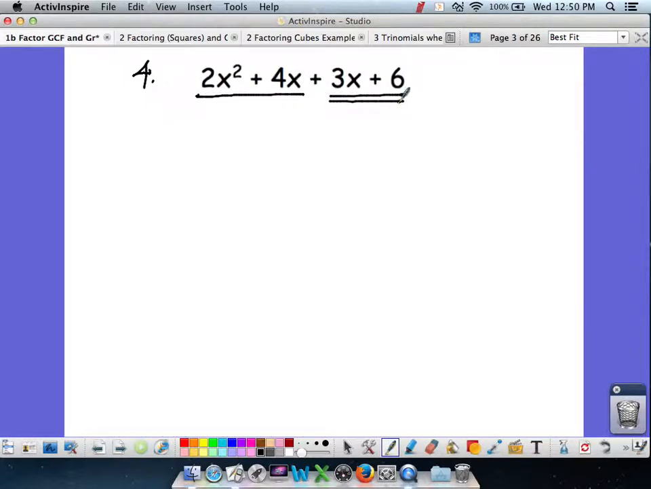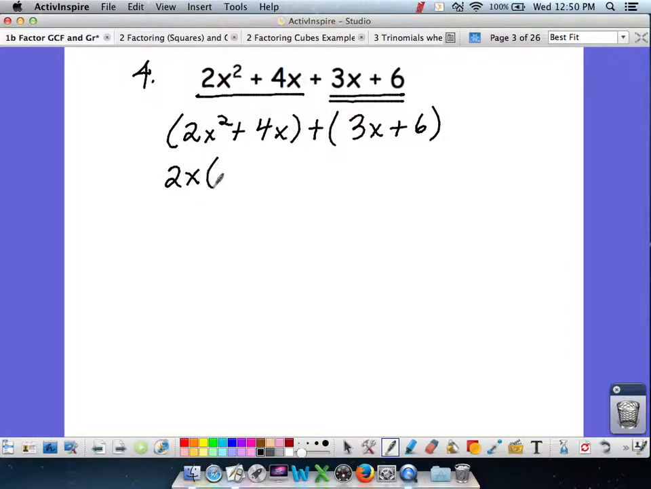So I'm going to group the first two terms, 2x squared plus 4x, and I always say plus, plus, plus in the middle. Then I'm going to group the last two terms, 3x plus 6. I'm going to factor out what each have in common. I chose them to be together because they had something in common. In the first binomial, they have 2x in common, so I'm going to factor out the 2x. When I do that, when I factor out 2x, that leaves x, plus, factor out 2x, that leaves 2, plus.